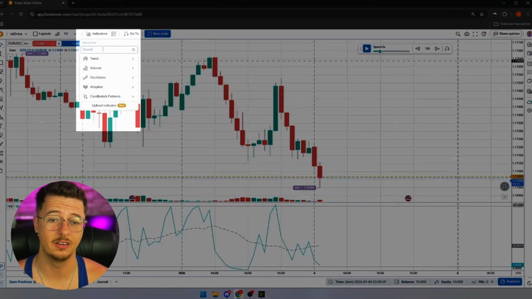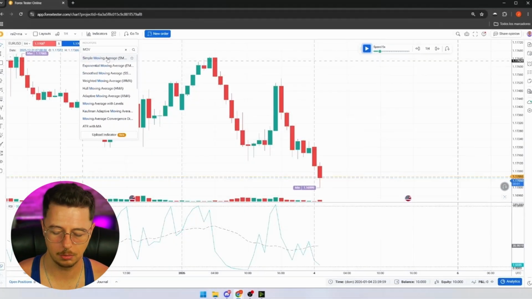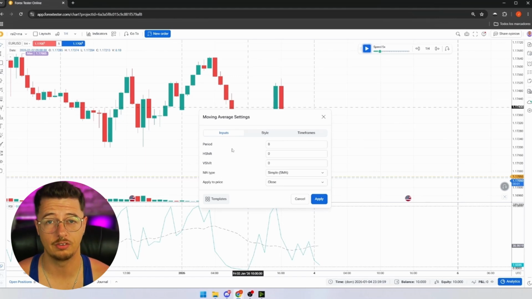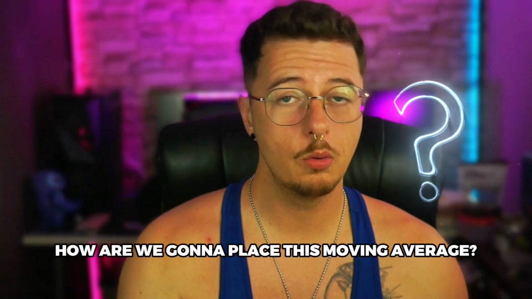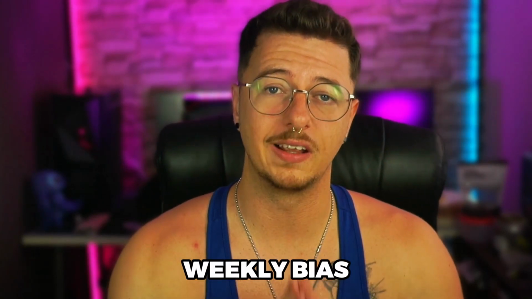And this is where the second indicator kicks in. This is going to be a moving average. And I know you're probably thinking this is too simple, but believe me, the simple strategies are the ones that work best. So how are we going to place this moving average? It's going to be based on a weekly bias.